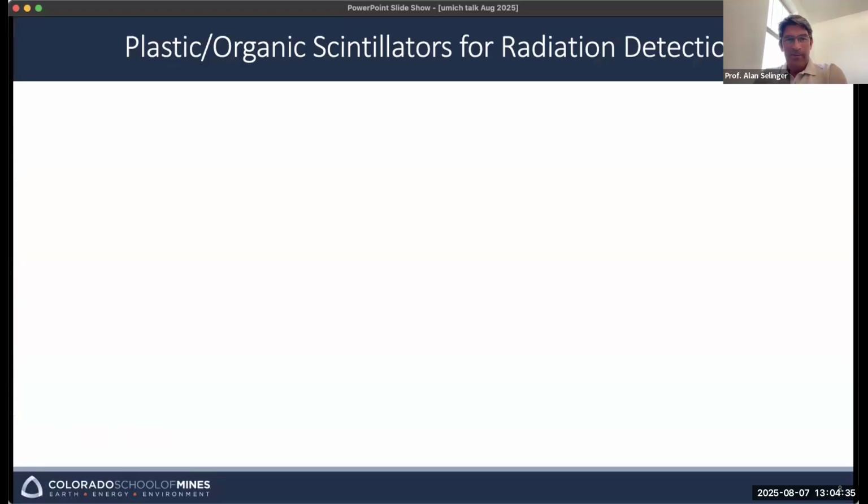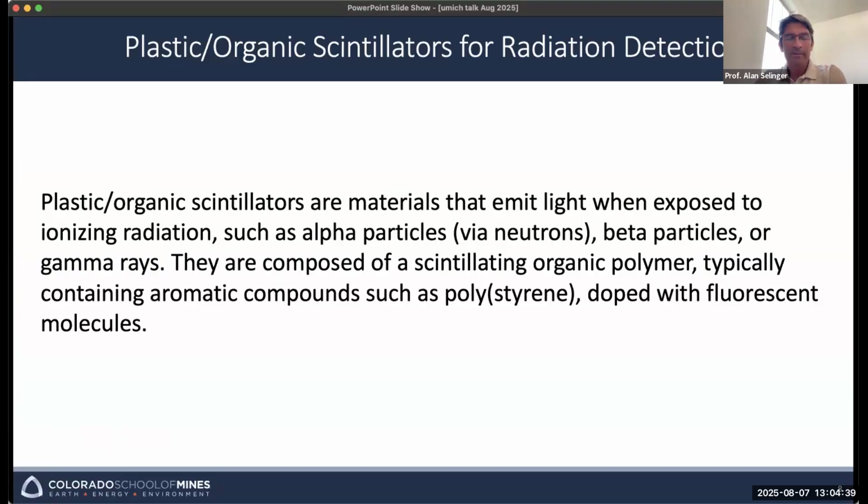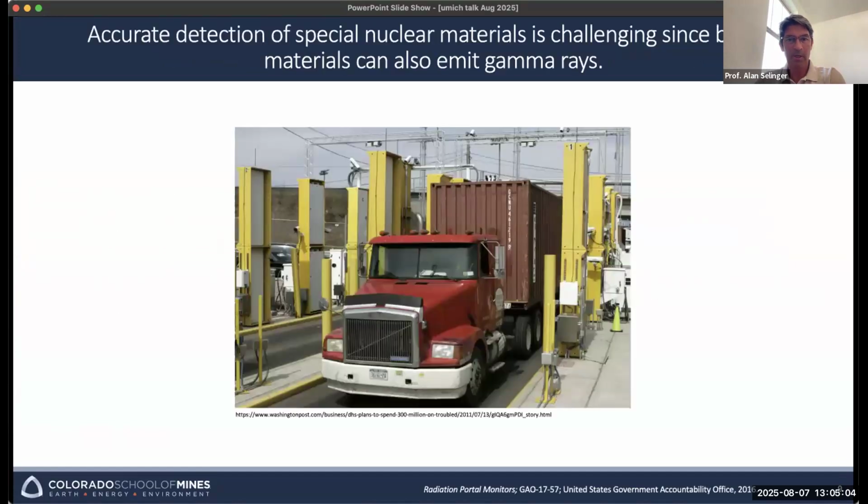Okay, so plastic organic scintillators for radiation detection. Here's just a definition of what a plastic scintillator is. Basically, materials that emit light when exposed to ionizing radiation, such as alpha particles, beta particles, or gamma rays. They're primarily composed of an organic polymer that has some fluorescent dopants inside. And so I'll discuss a bit how these work next.